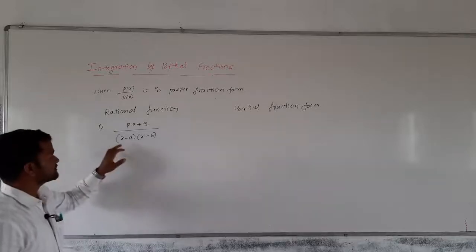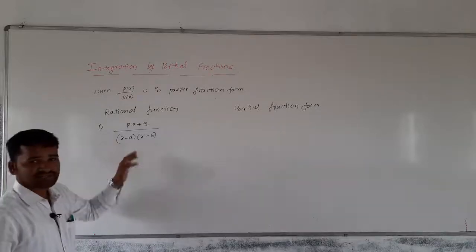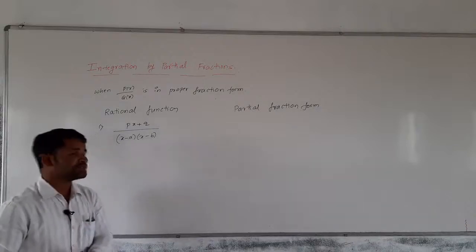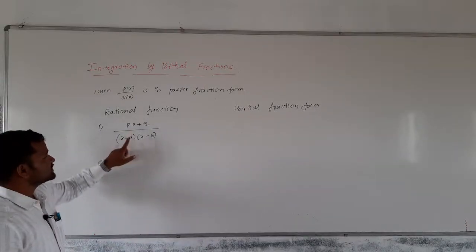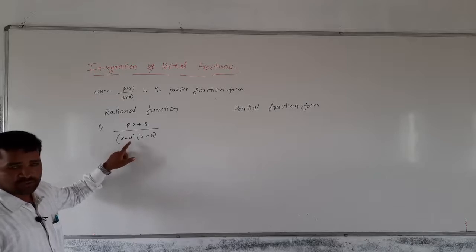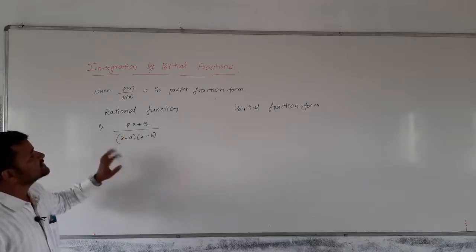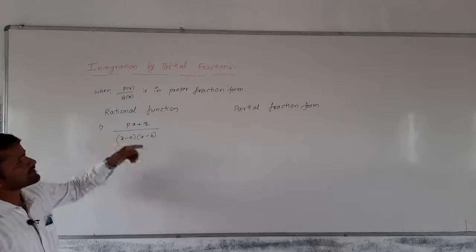If you multiply this, it becomes x into x, x square, highest degree means highest power is 2, so degree is 2. Numerator degree is 1, denominator degree is 2. Numerator degree is less than the denominator's degree, hence we say it is in the proper fraction form.